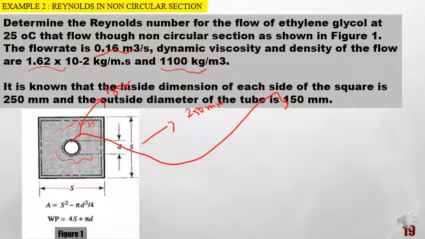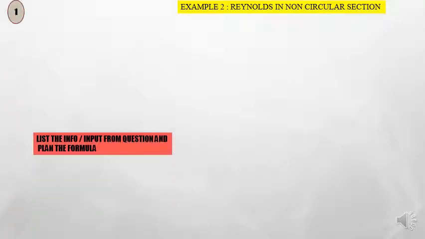So how can we solve this problem? Okay, let's solve the problem. In this question we need to find the Reynolds number for the flow, where the fluid is ethylene glycol in a non-circular section. As I always told you, the first thing you need to do is list down all the info provided and plan your formula to solve the question.